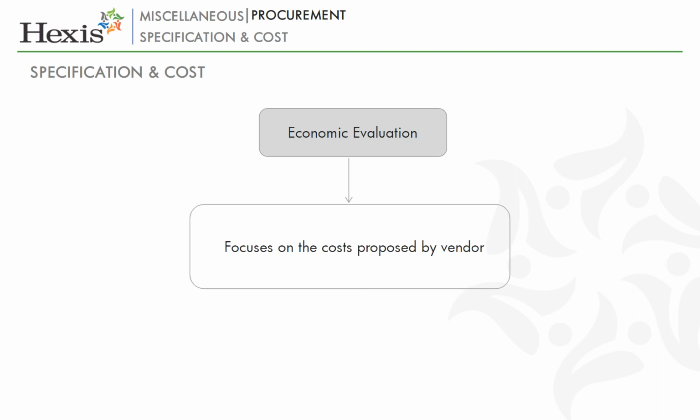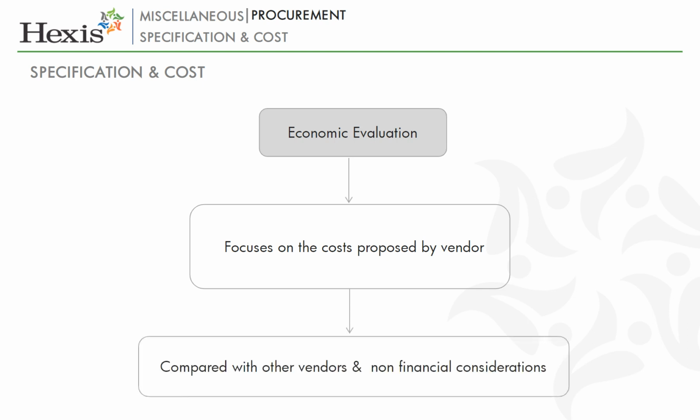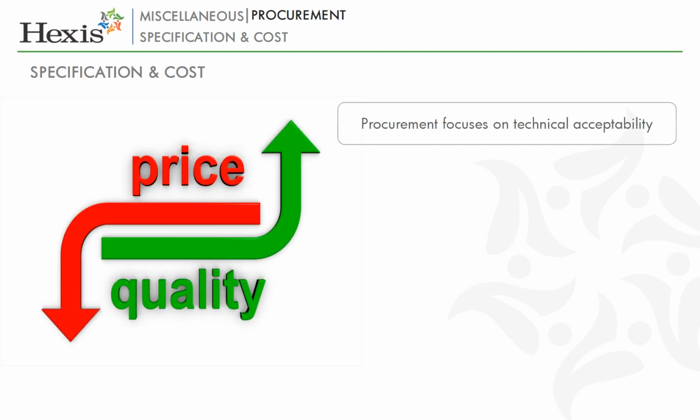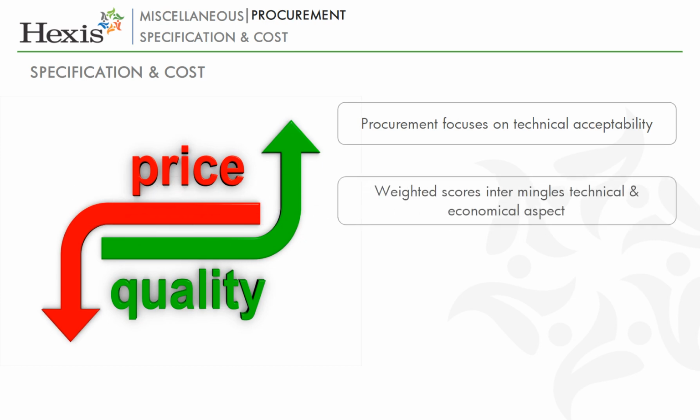The economic evaluation focuses on the costs proposed by potential vendors alongside any other relevant costs and any compelling non-financial considerations. In practice, procurement functions often find that there are degrees of technical acceptability. Moreover, organizations commonly use systems of weighted scores that intermingle technical and economic aspects. For example, an organization that wishes to stress quality over cost for a procurement action may apply a weighting of 70% to the technical evaluation and 30% to the economic evaluation.